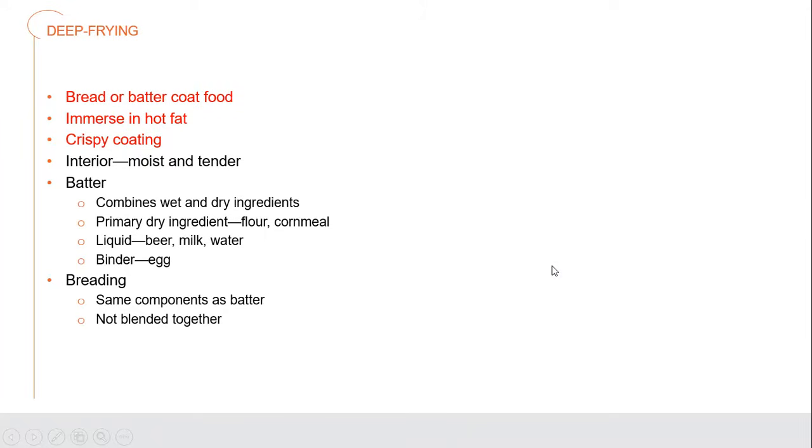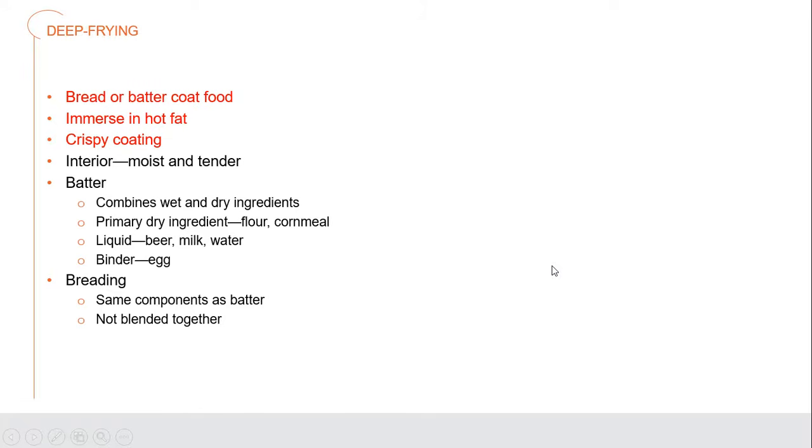Deep frying. So this is where we're going to be bread or batter coating that food to protect it again. And you're going to actually be immersing the food in that hot fat. You're going to create a nice crispy coating on the outside. The interior will be nice and moist and tender. So you've got two different things here. We can batter them or we can bread them.